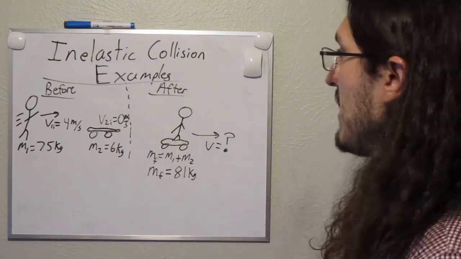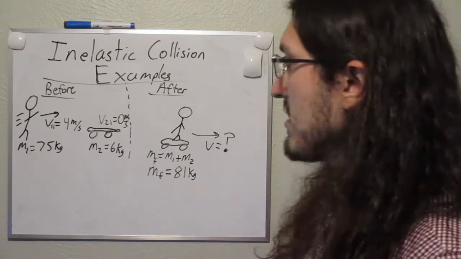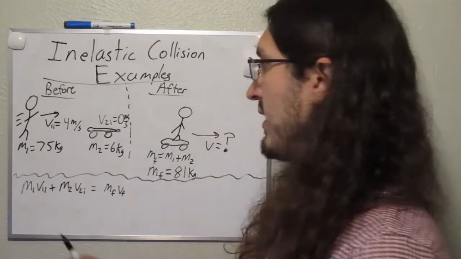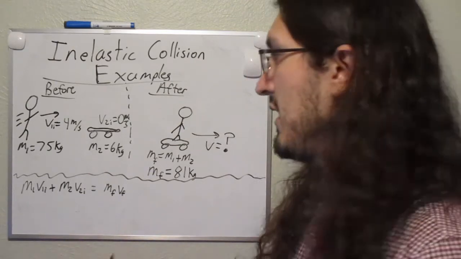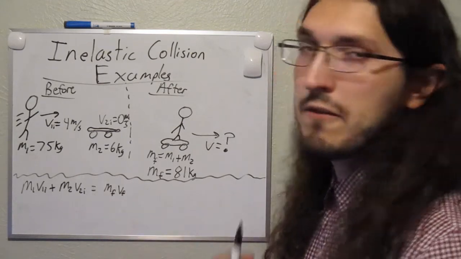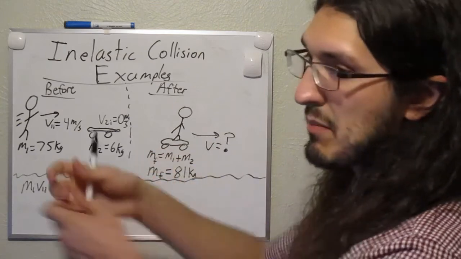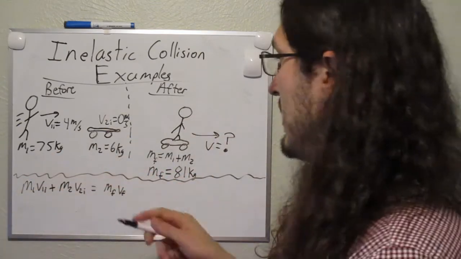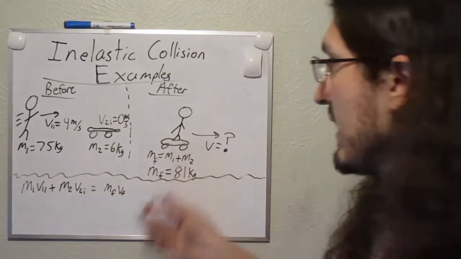We want to know how fast the skateboarder is going to be rolling after he jumps on that skateboard. We need to start off with the conservation of momentum. I've drawn out my equation for this situation, and you're going to notice that it's a little bit different than you're used to seeing with elastic, because on the right side of the equation, for after the collision, there's only one term. That's because they're not separate things anymore. They're moving together. They have a combined mass and they have the same velocity.